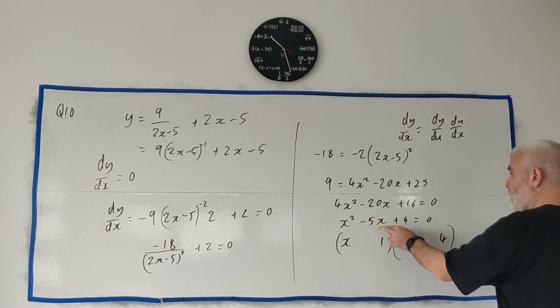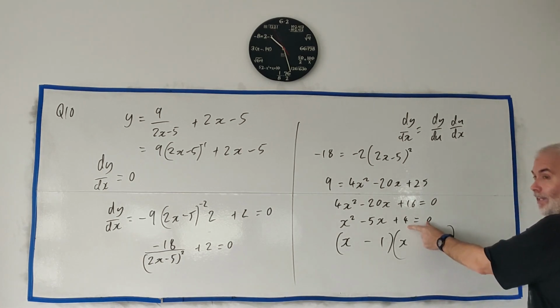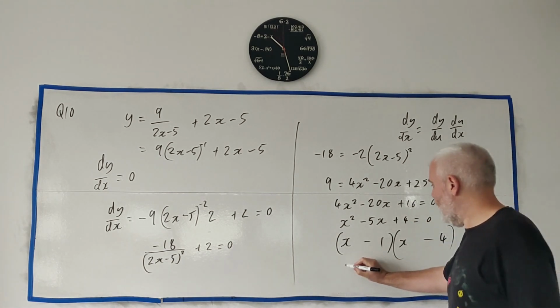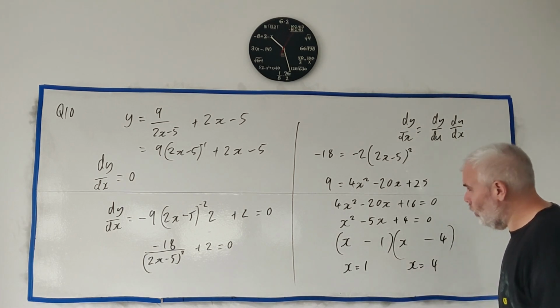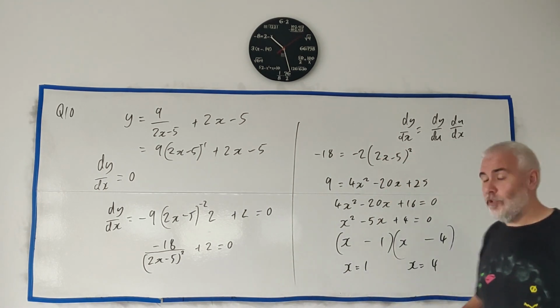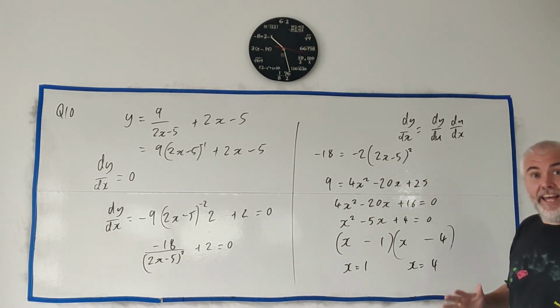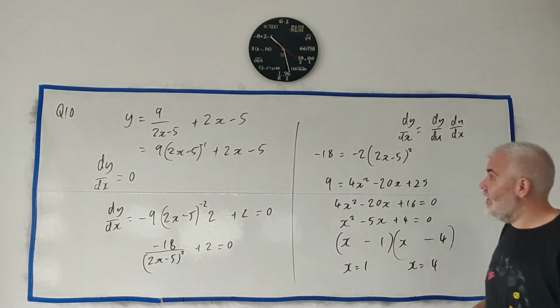We need a minus 5, so it must be minus 4 and a minus 1, and they multiply back to get plus 4. So the answer here is x is equal to 1 or x is equal to 4. If you leave this as your answer, which so many students do, you will lose a mark. They did not ask for what x was. They asked for the coordinates. So you still need to find y.